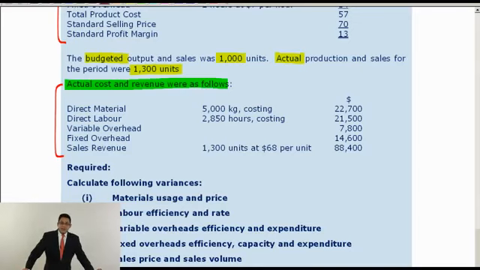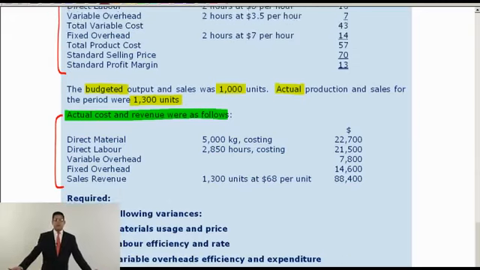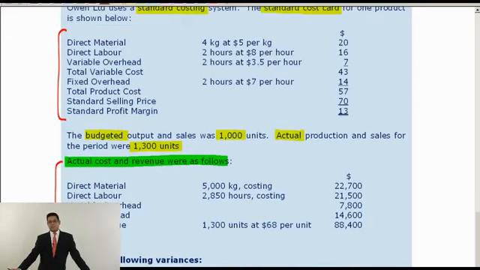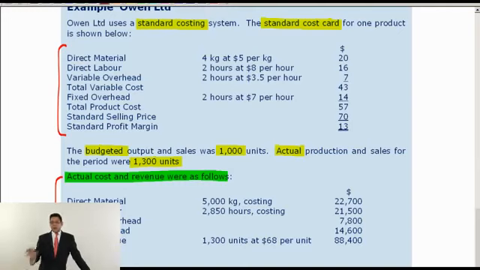Now please identify the primary difference between standard results and actual results. The primary difference you might have observed by now is that standard cost was given for 1 unit, whereas actual results were given for hundreds or thousands of units. This is always the case in your exam question. Please remember, standard will always be given for 1 unit and actual results will be based upon how many actual units we produced or actual units we sold.